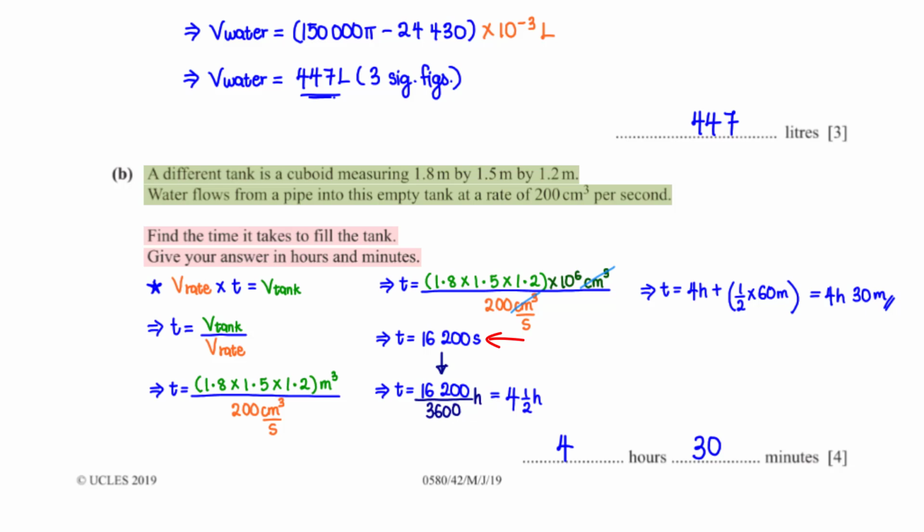To convert this value into hours, we divide by 3,600. This gives us 4 1/2 hours. To convert 1/2 hours to minutes, we multiply by 60, which gives us 30 minutes. And so our final answer here is 4 hours, 30 minutes.